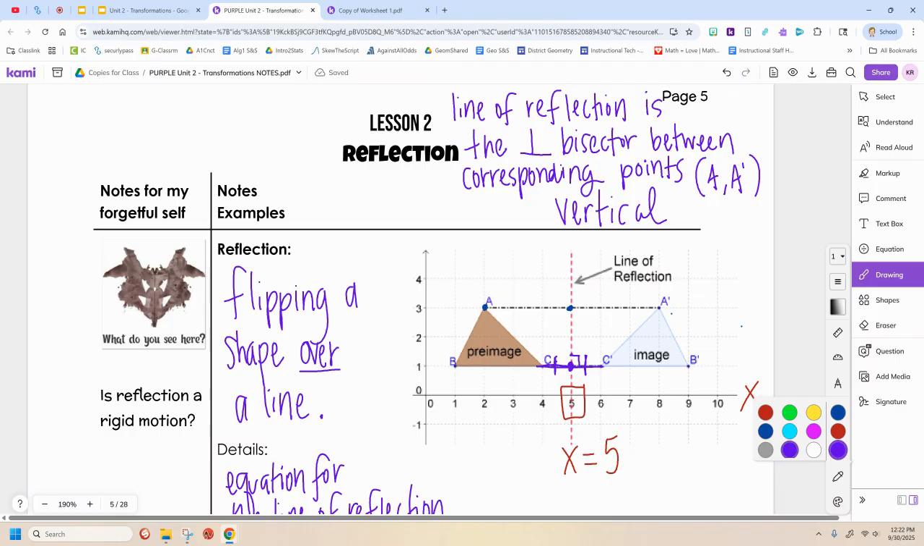So that's like a tell. How do I know if it's been reflected? Well, is the line of reflection a perpendicular bisector? It is. It's a reflection.